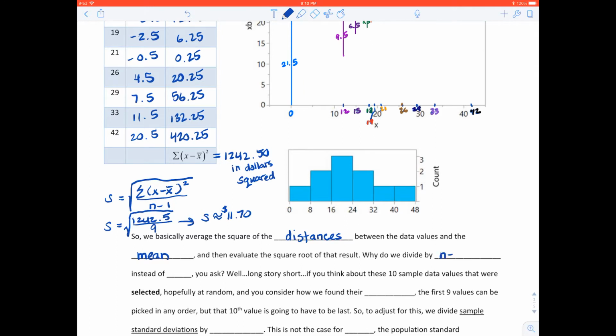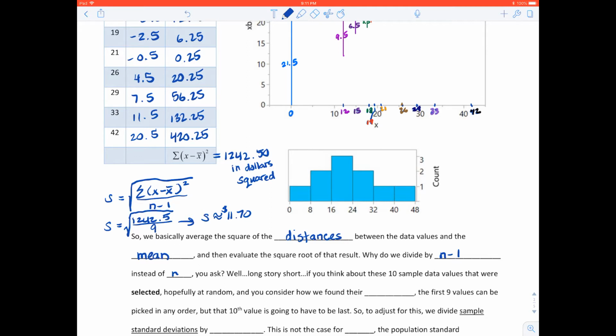Well, why do we divide by n minus 1 instead of n, you ask? Well, long story short, like I was saying, if you think about these 10 sample data values, when we were finding the mean, we were able to pick the first 9 however we wanted, but that 10th value was predetermined. And so you lose sort of a degree of freedom, in a sense.